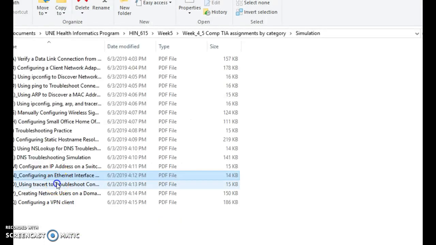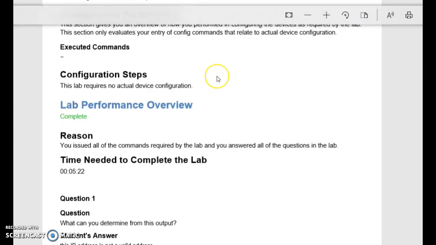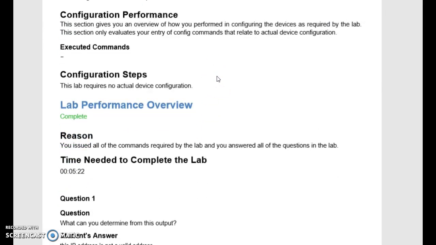The next one was using tracert. I followed the commands, but like I said, if I ever have to do this in real life, I'm going to have a manual, and I think I'd be fired if it took me 3 hours to troubleshoot why a computer wouldn't connect to the internet.